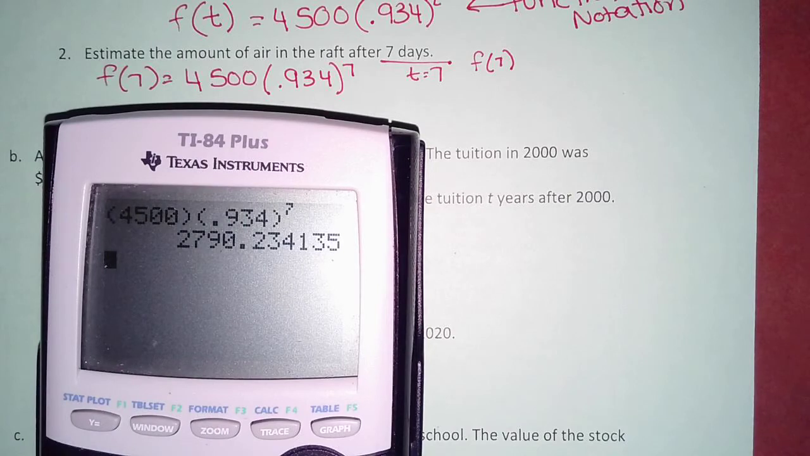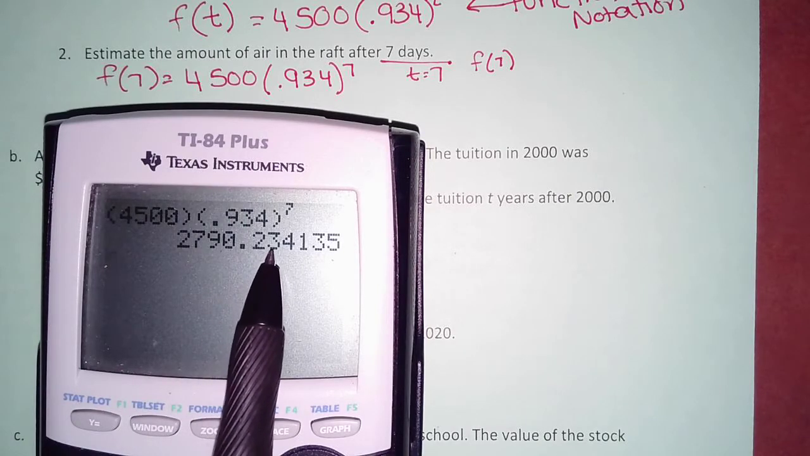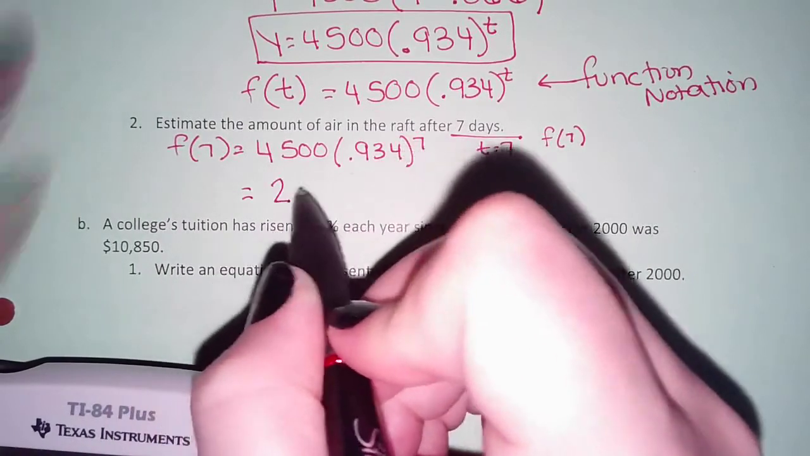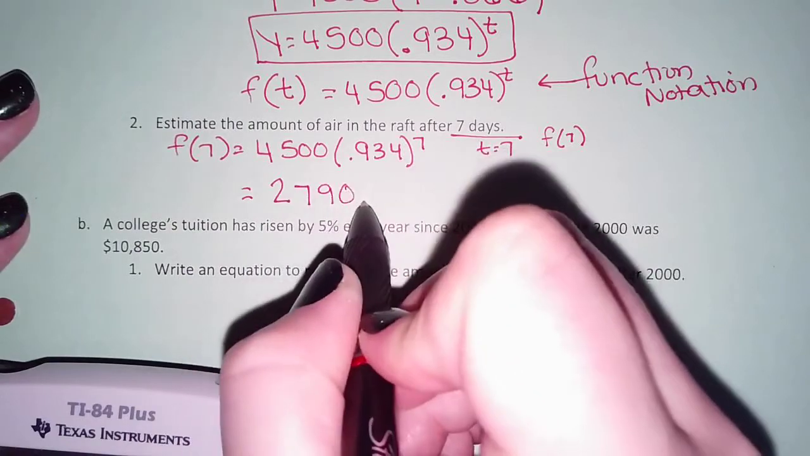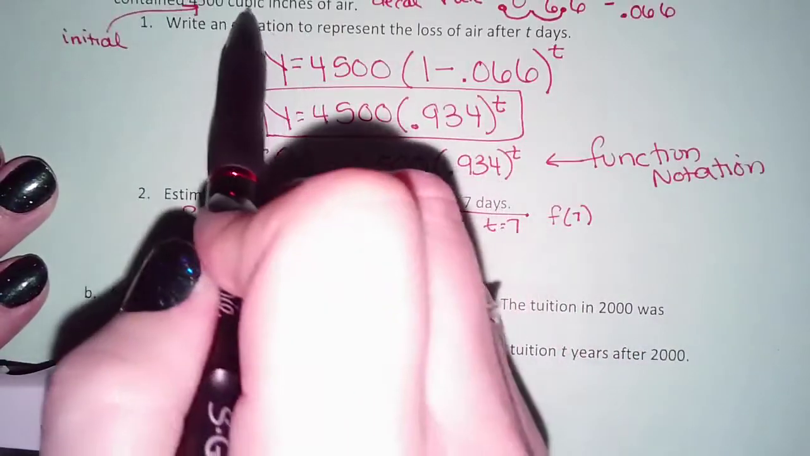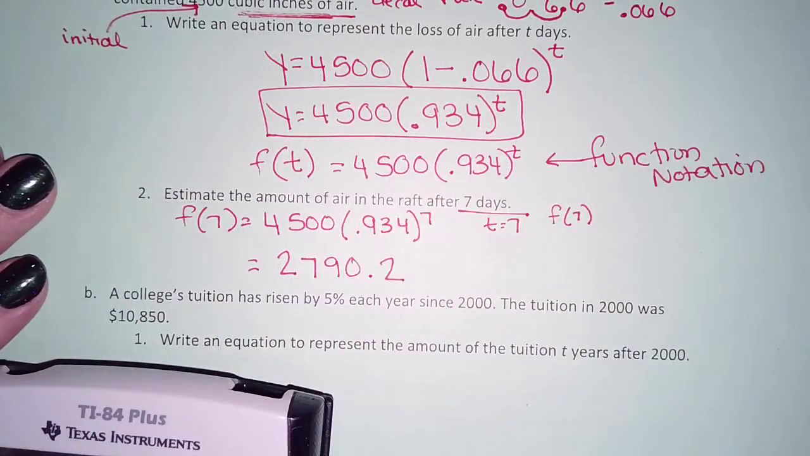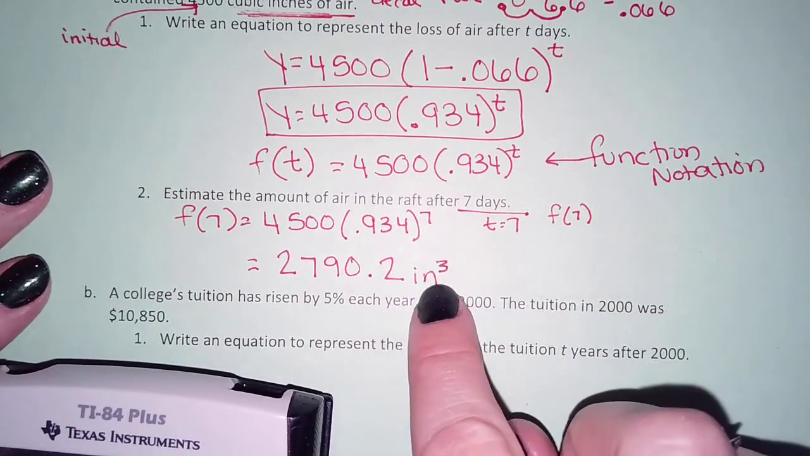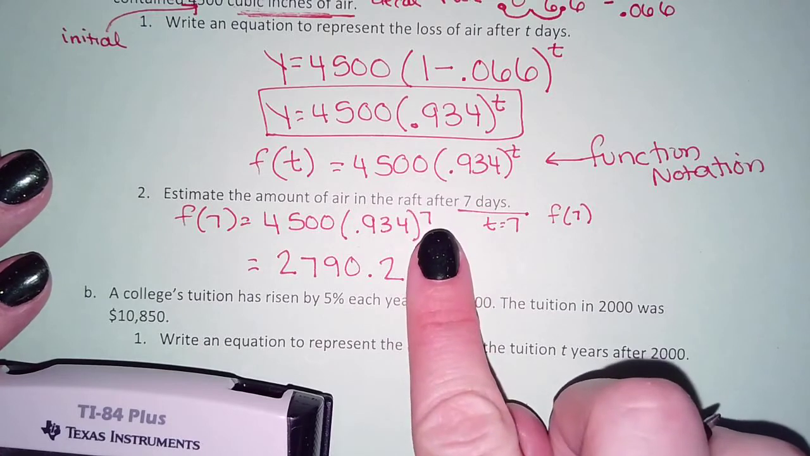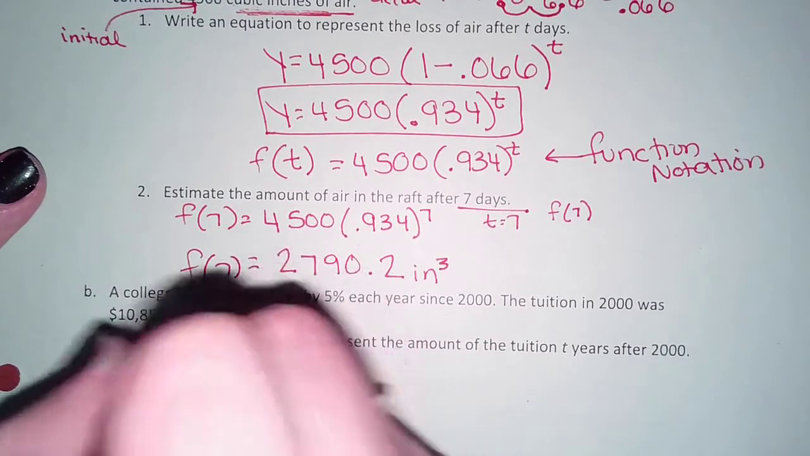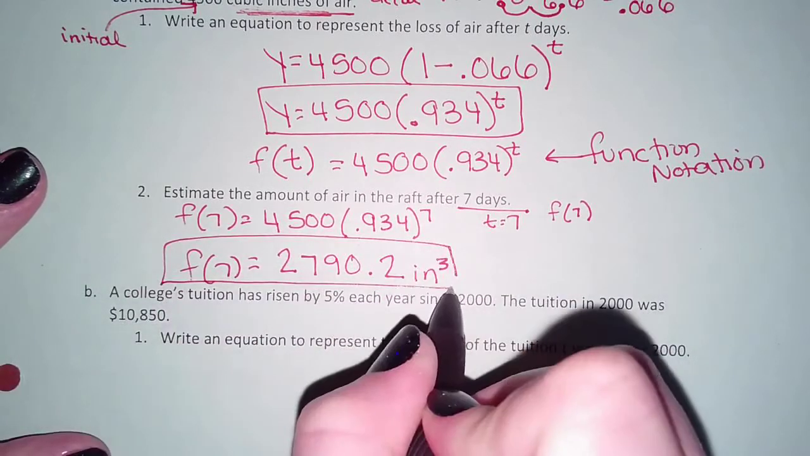It didn't tell me where to round to, so I'll just round to the nearest tenth. So 2 is in the tenths place. The 3 behind it says stay the same. So our answer is 2,790.2. And what is this? Amount of air, it said cubic inches before. So this will be inches to the power of 3. That part's not super important, so if that throws you off, I would not count you wrong by leaving it like this. Do make sure you box in your answer.